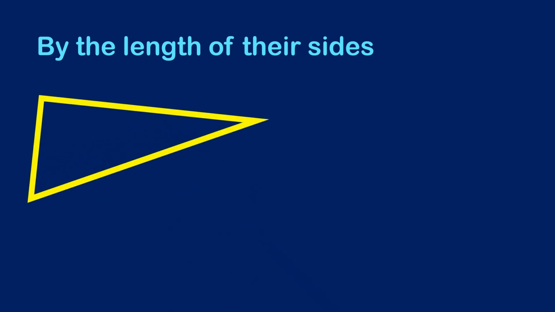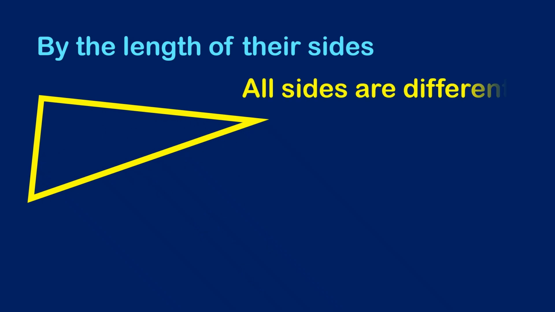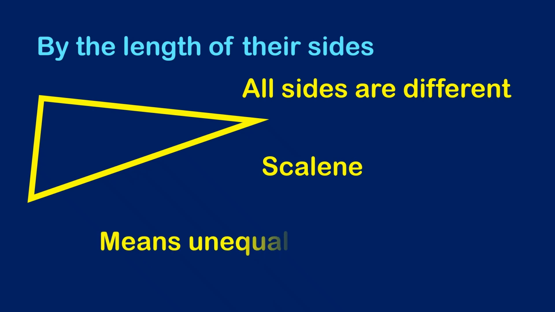Moving on. How about this guy here? Okay, with this guy, all the sides are different. So that's going to be a scalene triangle. It means unequal in Latin or Greek. Didn't find out for sure. You just have to remember this one. All sides are different. That's the name.